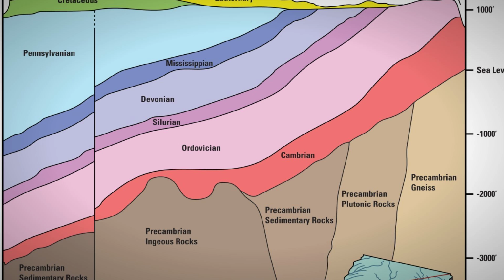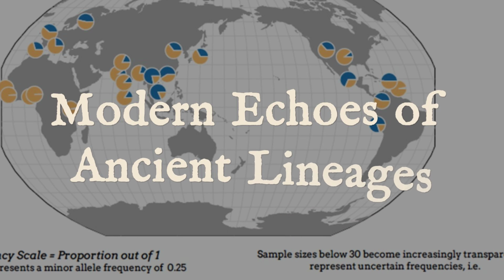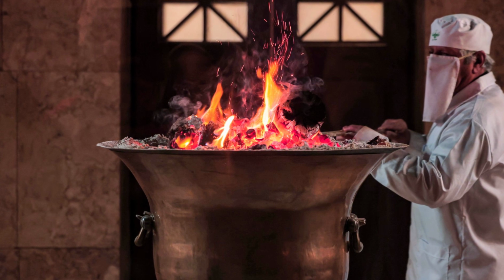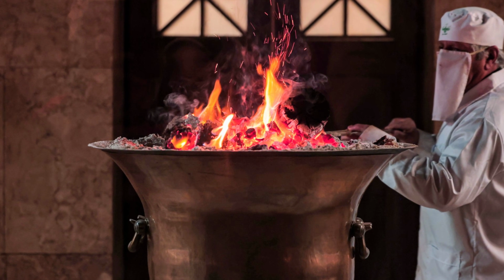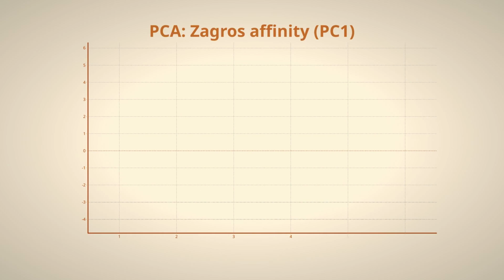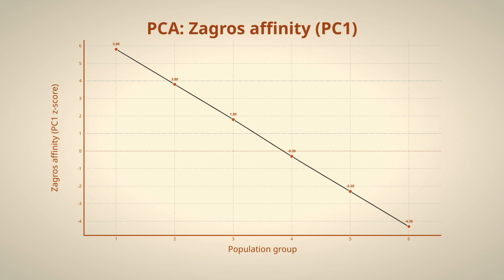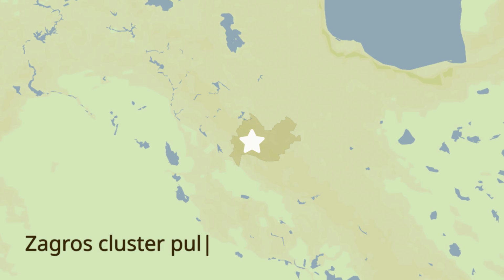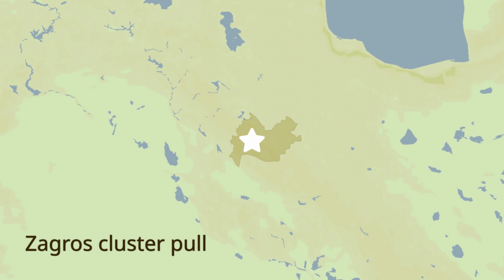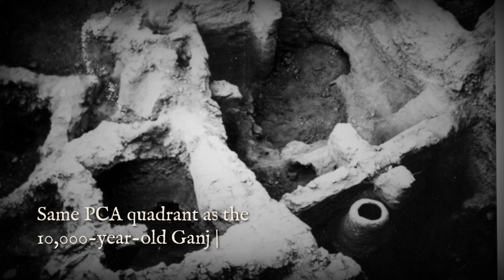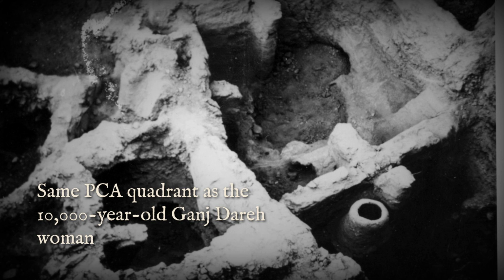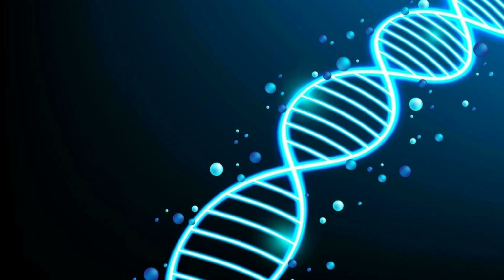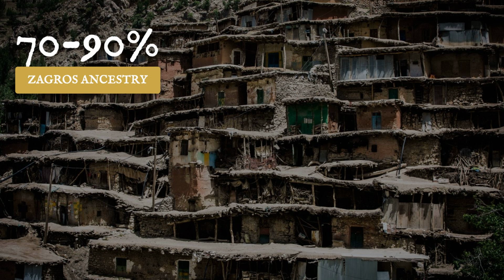Now, imagine plotting this onto living populations. You take DNA from modern Iranians, particularly Iranian Zoroastrians, who represent the least admixed descendants of the pre-Islamic population, and you run the same principal component analysis. Their genomes pull toward the ancient Zagros cluster. Not vaguely, not approximately. They sit in the same quadrant as the 10,000-year-old Ganj Dare woman. The thread is direct. 100 centuries of ancestry, still visible in the genome today.